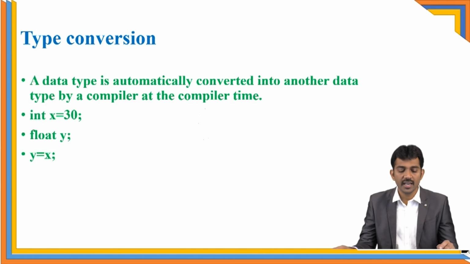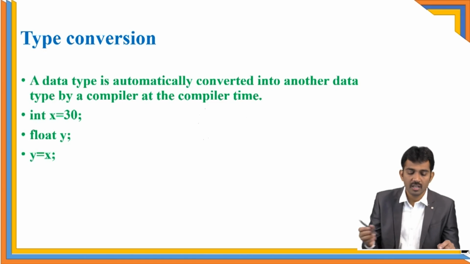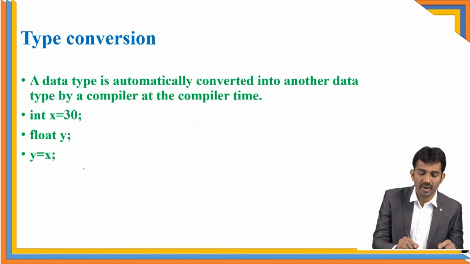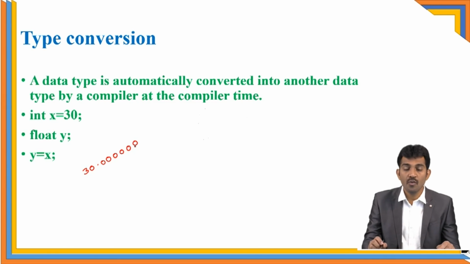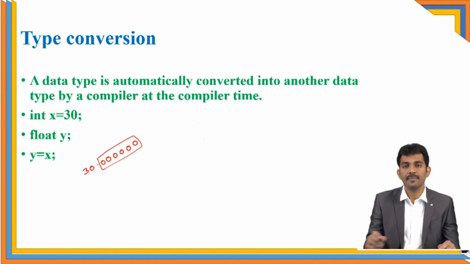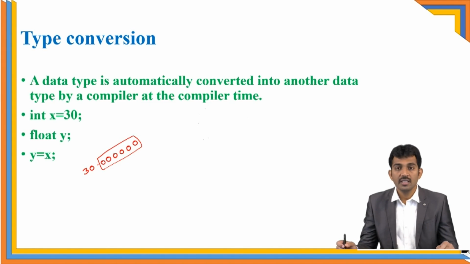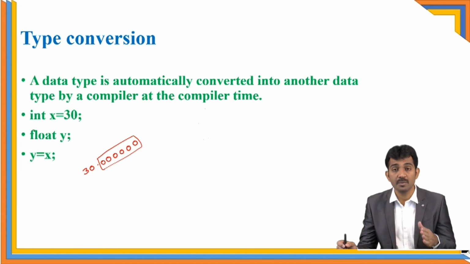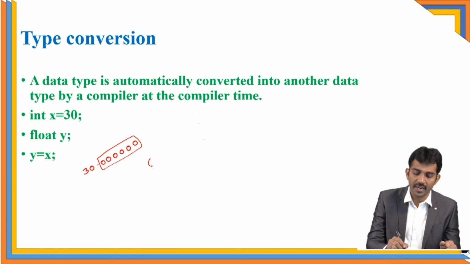See here int x and float y. If you convert it like this, what happened? This 30 is converted to 30.00000, which means float is going to handle six zeros, right? Like this. Is this clear? This is called type conversion. Type conversion means it is done by default. Typecasting means you need to do it using the typecasting operator, that is the brackets.